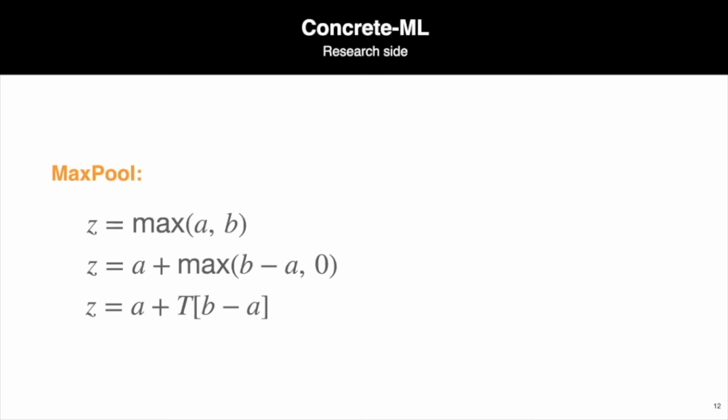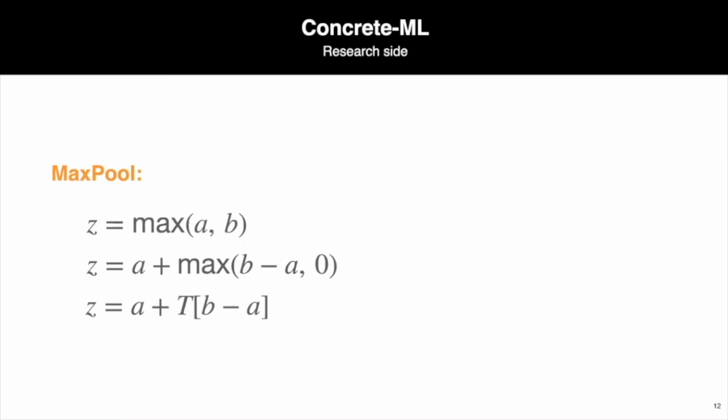Just to give you an example, if you have a max pool, max pool is not linear. So how do you compute the max of A and B in FHE? Actually, it's pretty simple. There is a trick for it. What you do is you replace max of A and B by A plus the max of B minus A and 0. Why does it work?